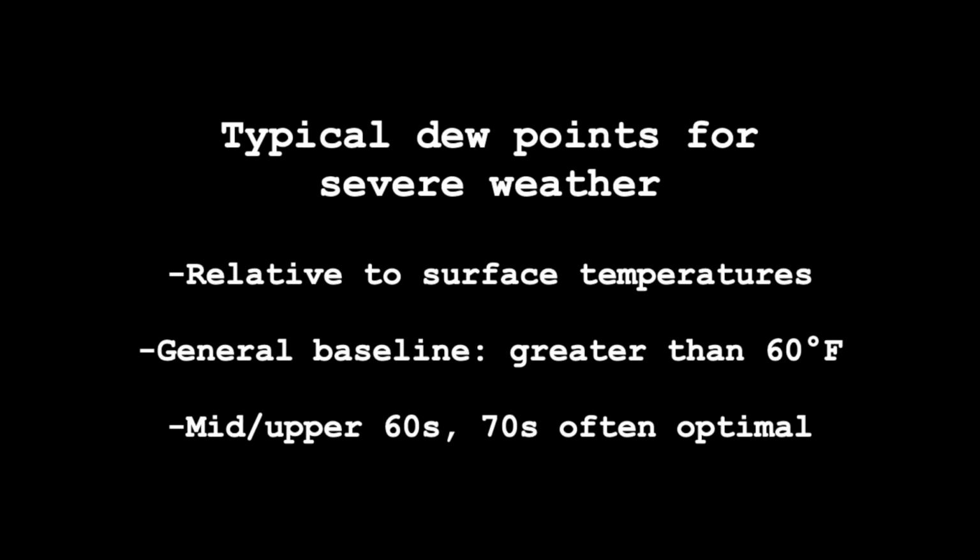When we're talking about all of this, we're really focusing on the surface, but moisture is important as you go up in the atmosphere as well. But for the surface, that dew point needs to be relatively high relative to the temperature, and in most cases, for most robust severe weather events and tornado outbreaks, you want that dew point up into the mid to upper 60s, even into the 70s.